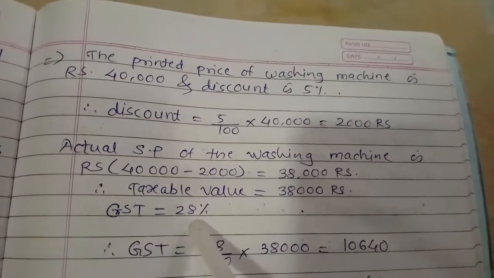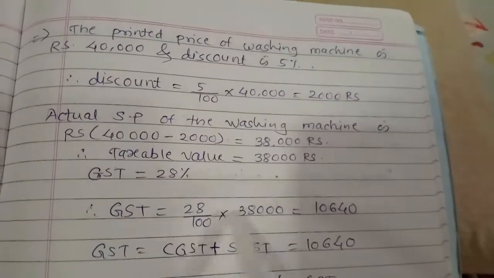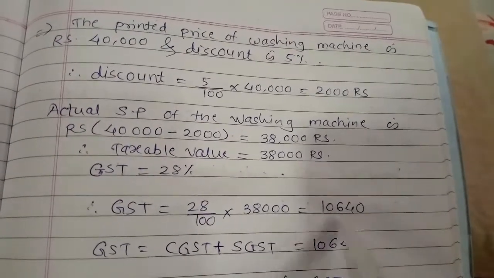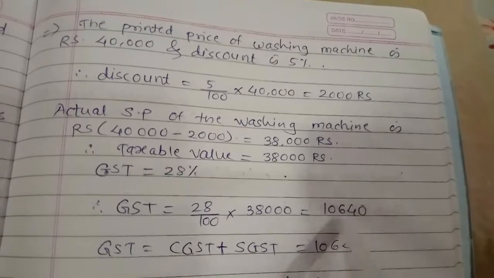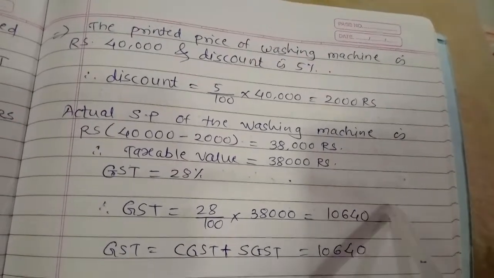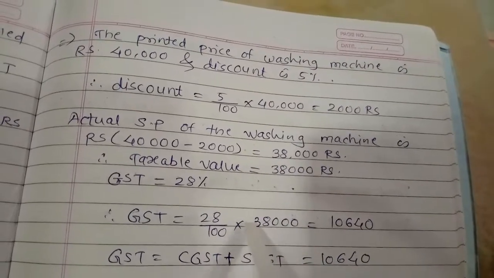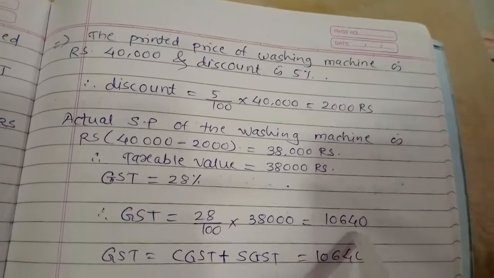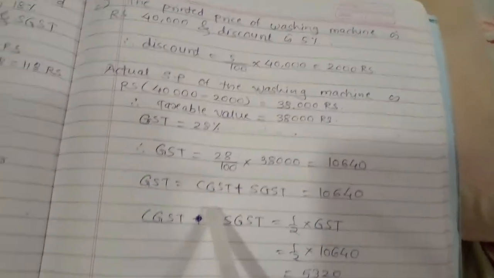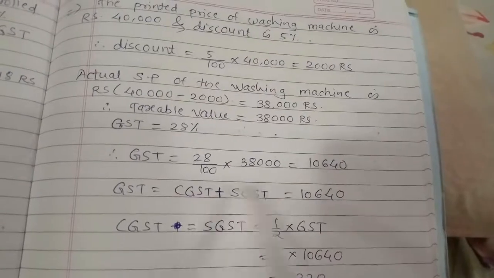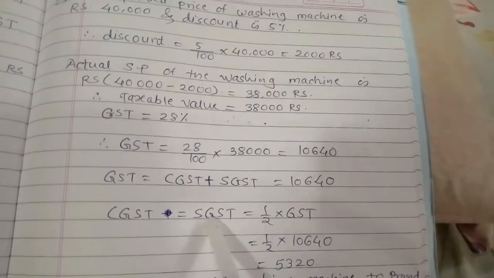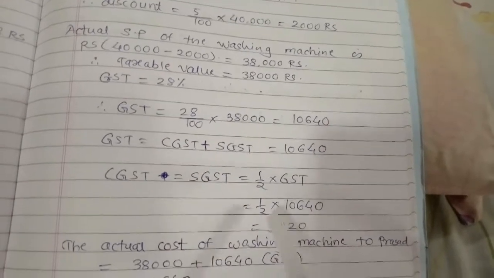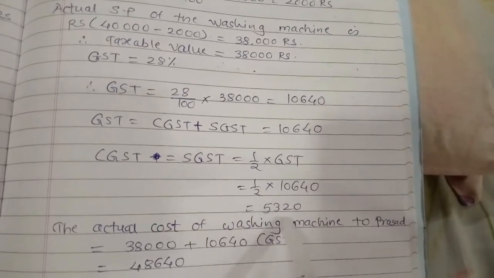Now we are given that the GST is 28%. So we have to multiply this amount by 28%. So we'll get the actual payment for the GST, that is 10,640. Means on this machine of 38,000 rupees, we have to pay GST of 10,640. This GST is the addition of CGST and SGST. So to find the CGST and SGST, we have to divide this amount by 2 because each is half of the GST. So half into 10,640, we get 5,320.